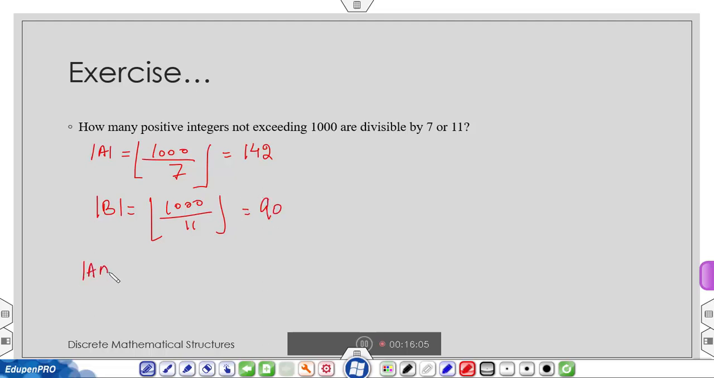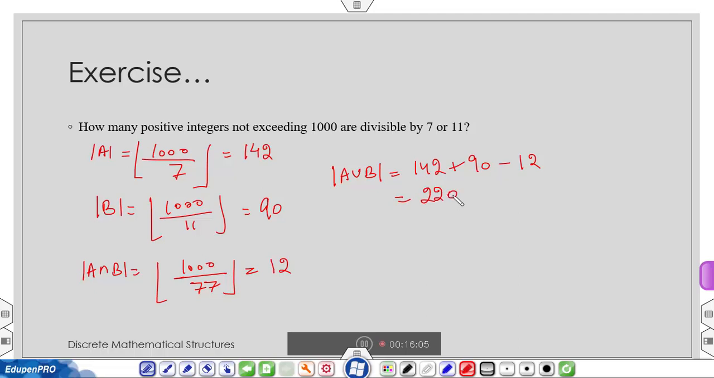Now for the intersection of A and B, this will contain all those positive integers not exceeding 1000 which are divisible by 7 times 11, that is 77. So here the answer is 12. Now we simply need to find A union B. So that will be 142 plus 90 minus 12. So the answer is 220. This is the answer.